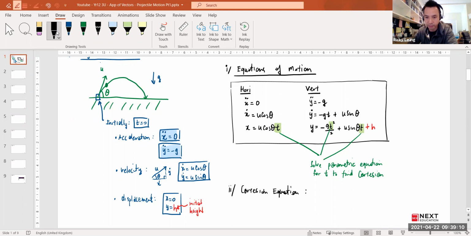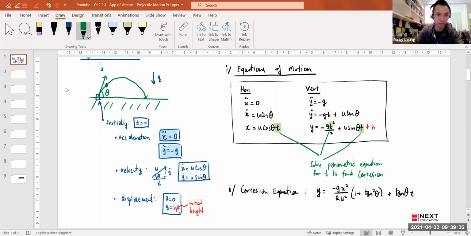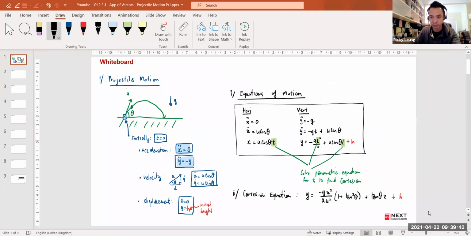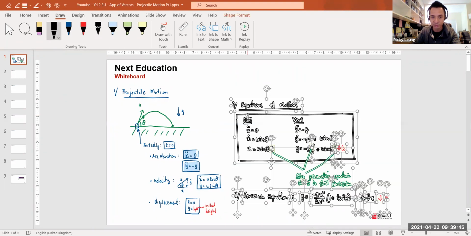You get something that looks a bit messy, but not too bad. So y equals minus g x squared on 2 u squared times 1 plus tan squared theta. Now it looks a bit of a monster, and I guess to an extent it is. So that should say plus tan theta x plus, well, once again, I'll do it in red, plus h if and when you need it. Yep. So once you do that, I'm going to move this a bit higher so I can fit all my equations nicely on the same page.